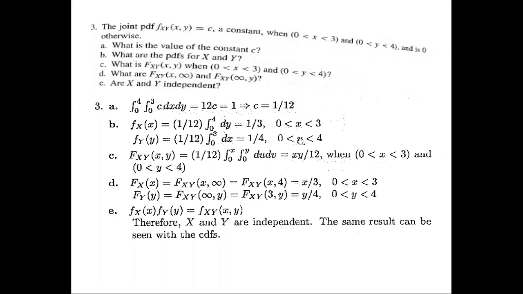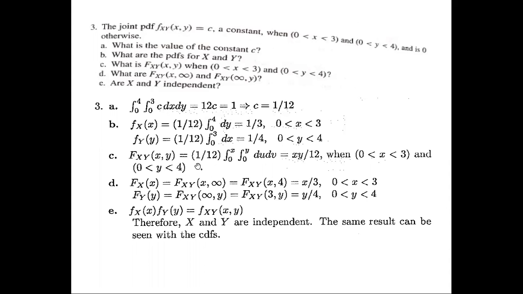So y will be within the region 0 to 4, and x will be between 0 to 3. Integration should be the other way around, that is 0 to 4 in this case and 0 to 3 in this case. Then we can try to find the CDF.